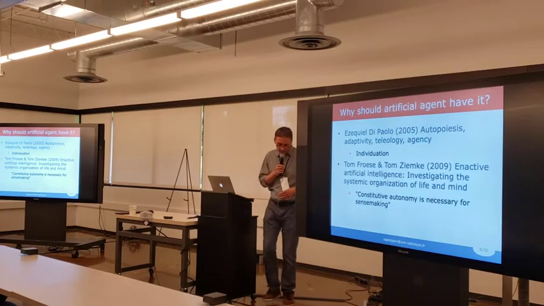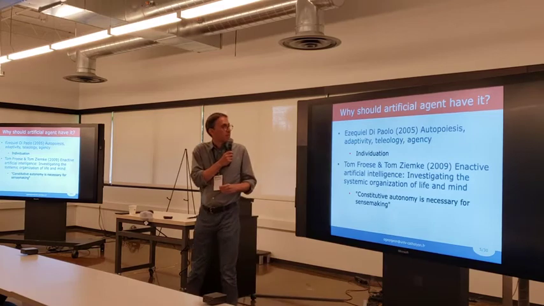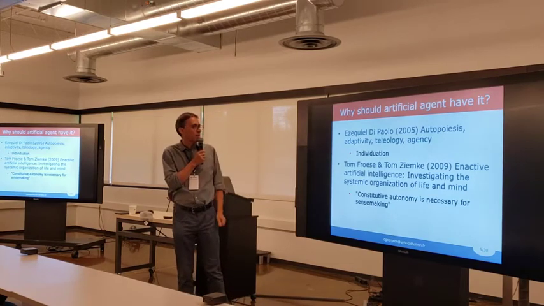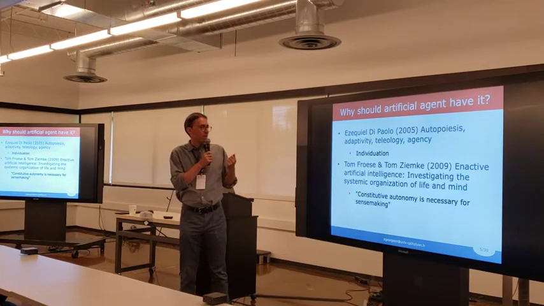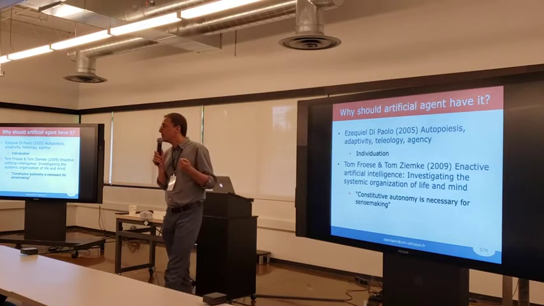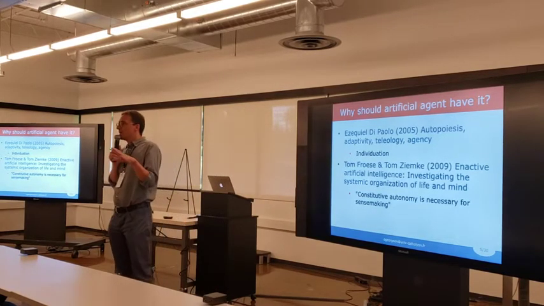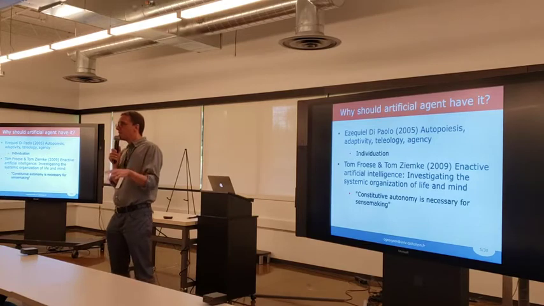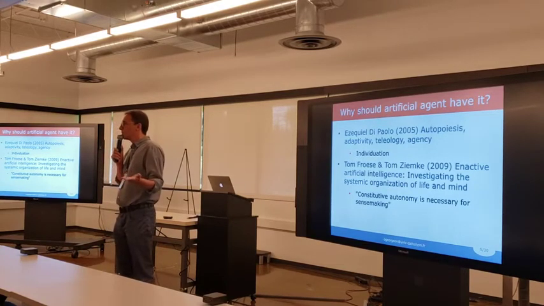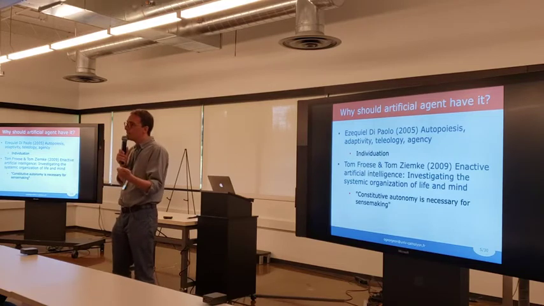So why is it important? Ezequiel Di Paolo, in this same paper, 2005, Autopoiesis Adaptivity Teleology Agency, insists on the importance of individuation of the agent. So if we design 2 robots that are initially the same, they have the same motors, same sensors, same initial software, we don't want them to do similar things. We want them to evolve individually based on their individual experience.